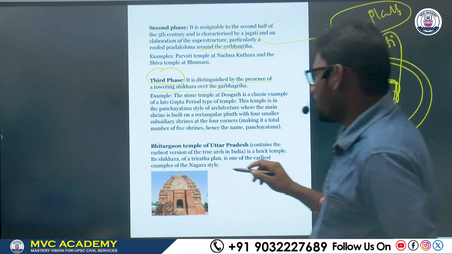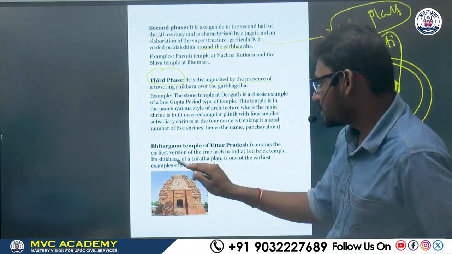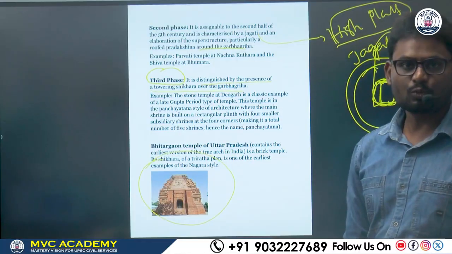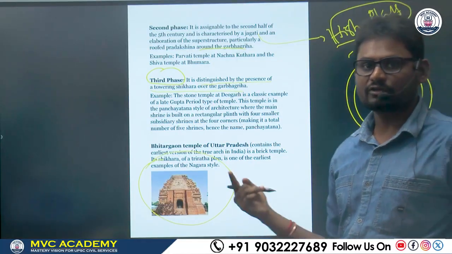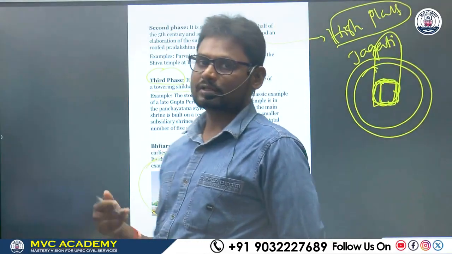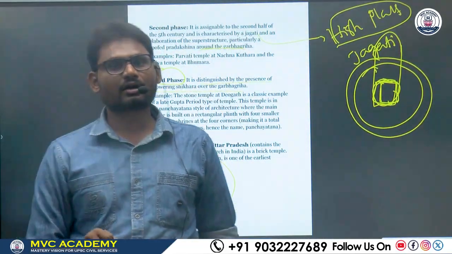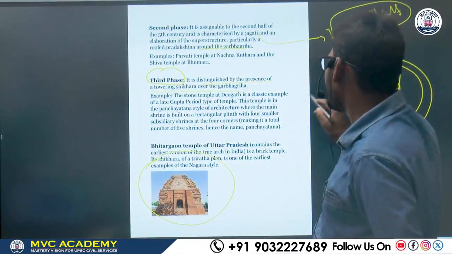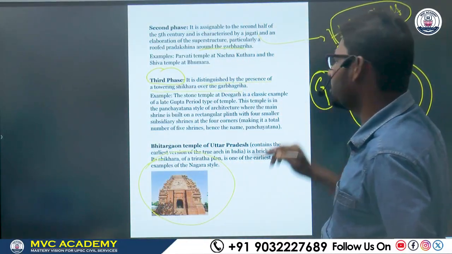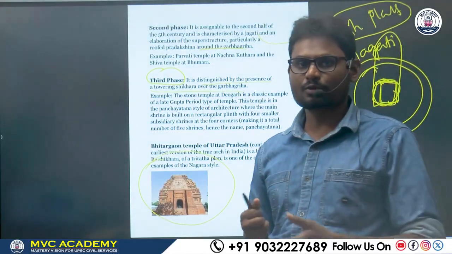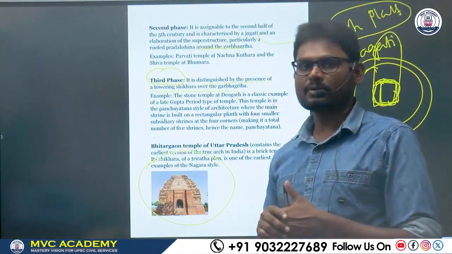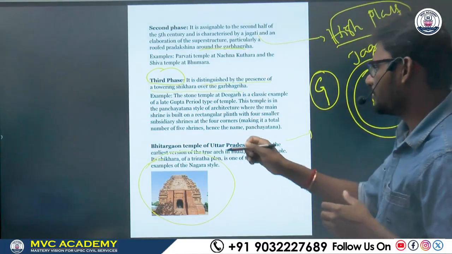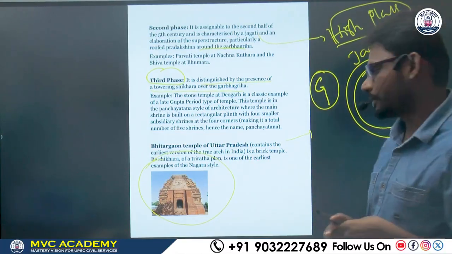Next, Bittargaon temple of Uttar Pradesh. We can see the examples of Nagara temple. We are discussing Nagara architecture. Nagara architecture flourished in northern India. It blossomed during the time period of Guptas. An example of Gupta temples constructed in Nagara style was the Bittargaon temple of Uttar Pradesh.